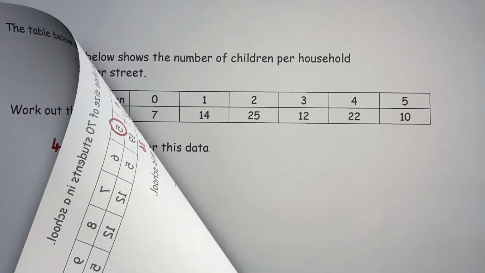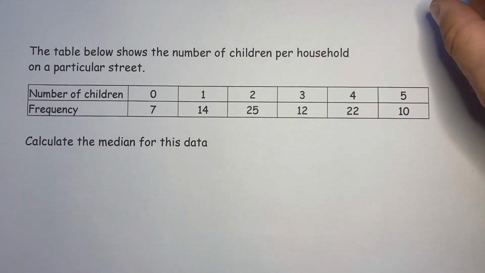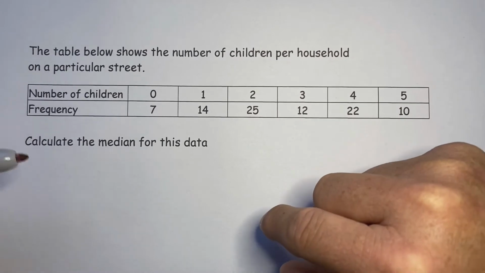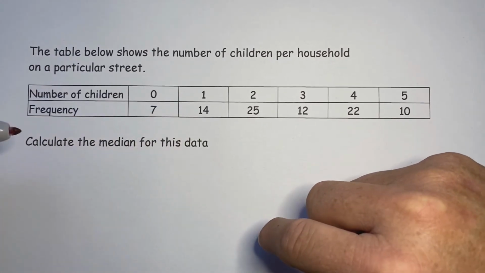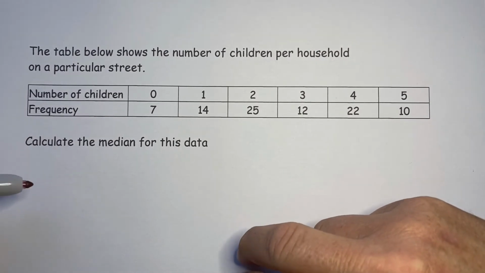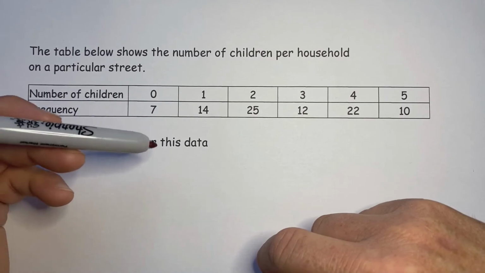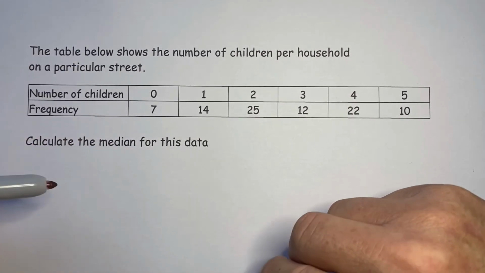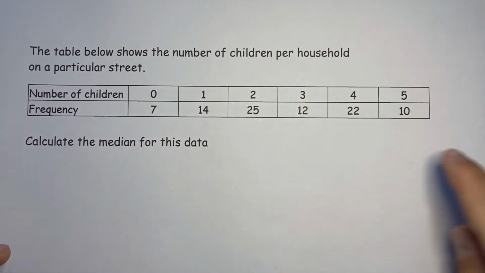So here's the second one. Here we have a household looking at the number of children per household. So in 7 houses there were no children. In 14 of the houses there was 1 child. So as with the previous one, I could write a list out of 0, and write that out 7 times. I could write 1, 1, 1, 1 out, write it out 14 times, etc. And the median will be that number that lies halfway within that long list.